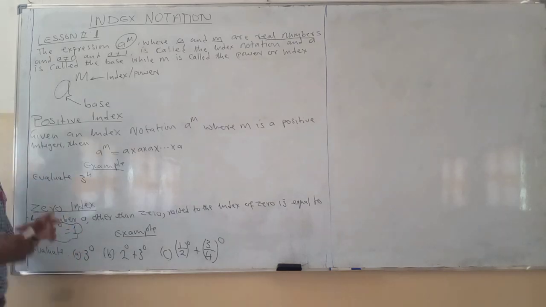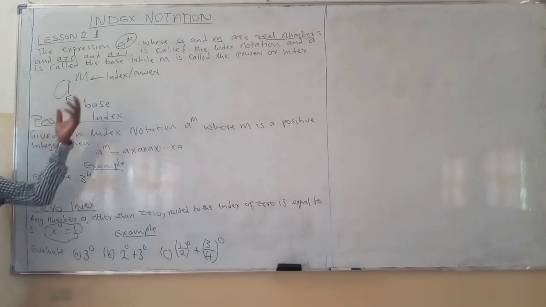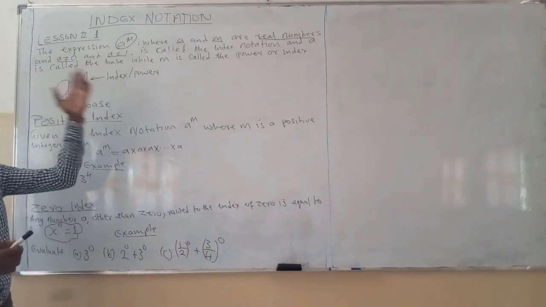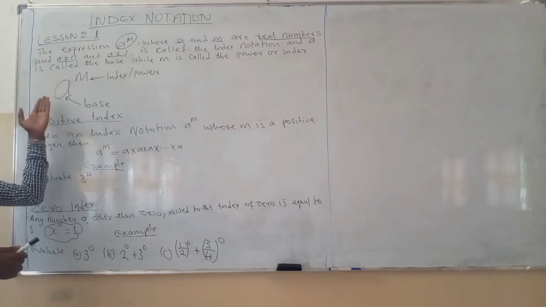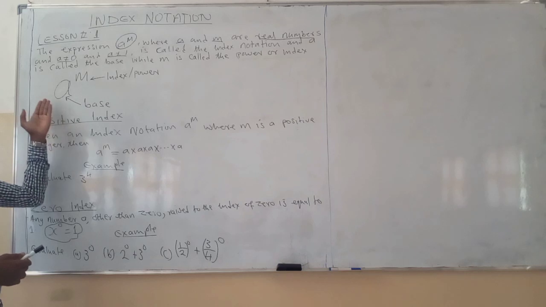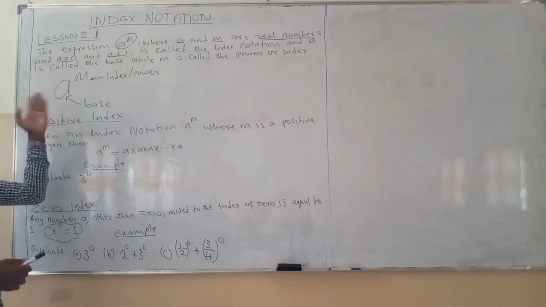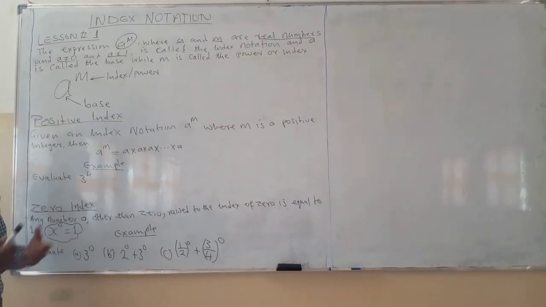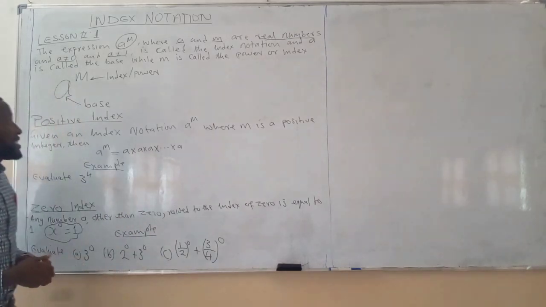So in a short way, we are simply saying index notation is an expression whereby there is a power and there is also a real number. Now this real number, which is a, should not be equal to 1 raised to any power and should not be equal to 0 raised to any power. Because if you do that, then it will not have any meaning.